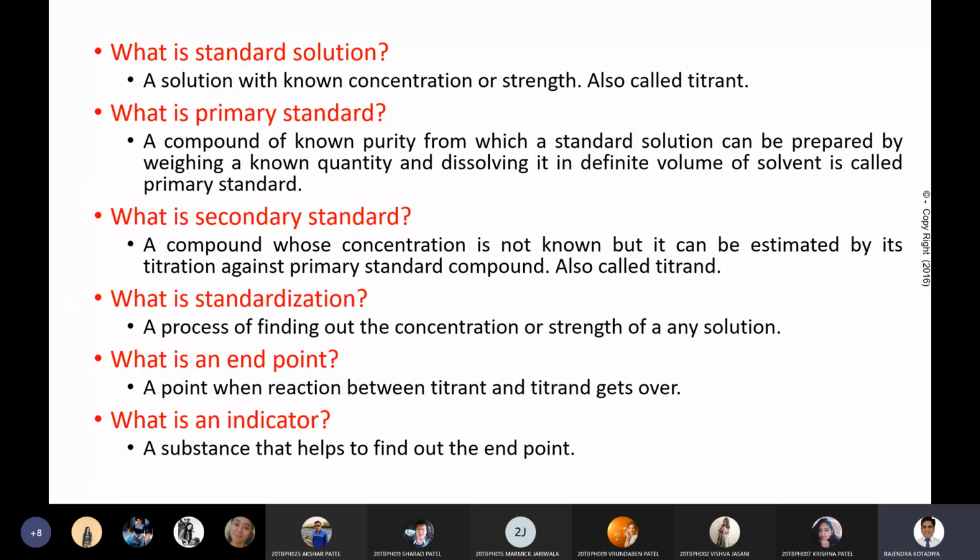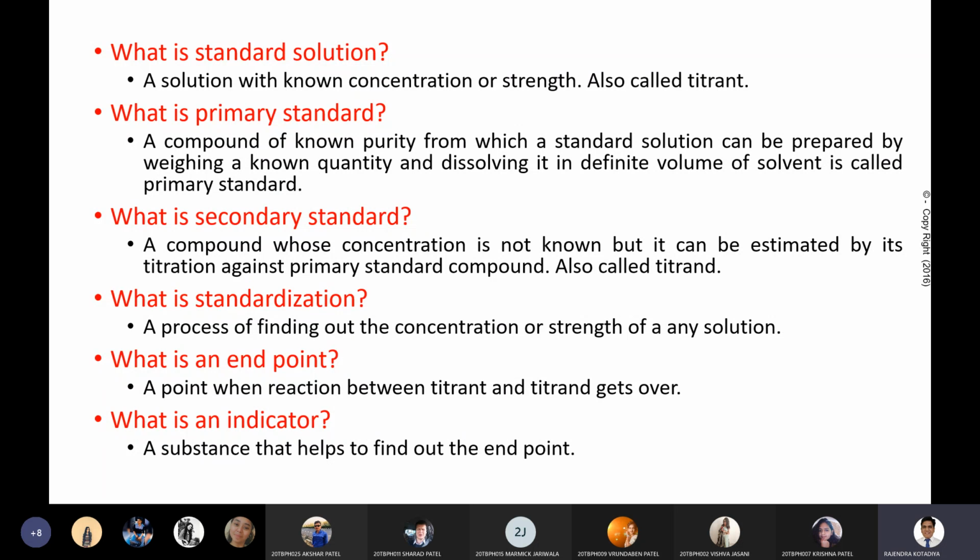It is about those compounds whose concentration is not known, but can be estimated by the process of titration using a primary standard compound. Okay, and it is known as titrand, right? So there is a difference between a standard solution and a secondary standard solution. Standard solutions are those solutions whose concentration or strength is known to us. Solutions whose concentration we do not have, those substances or solutions are known as secondary solution or secondary standard solution.